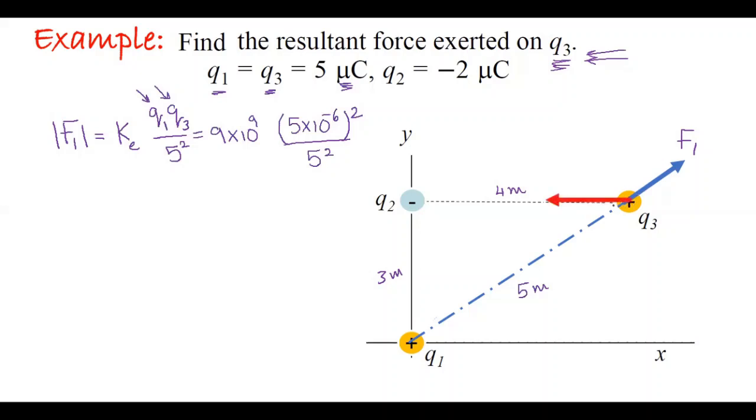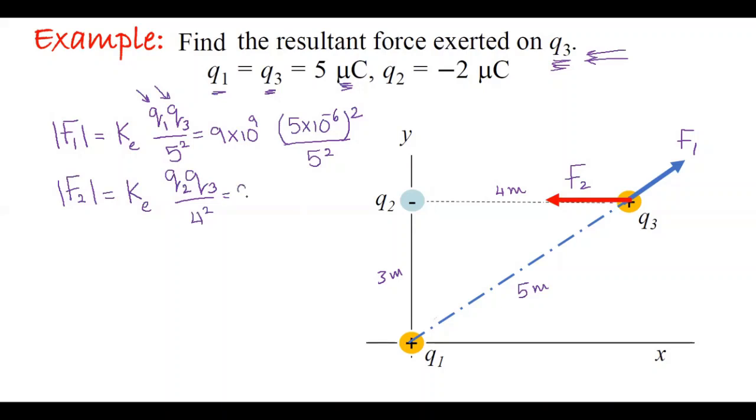So the force acting on Q3 due to the presence of this charge, Q2, will attract Q3. So I'm going to draw the force acting on Q3 in this direction. This force, I'm going to call it F2. Its magnitude can be calculated using Coulomb's law: Ke, we are going to multiply Q2 times Q3 and divide by the distance between them, which is 4 squared.